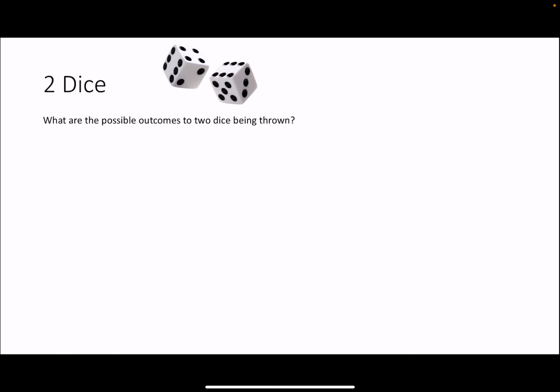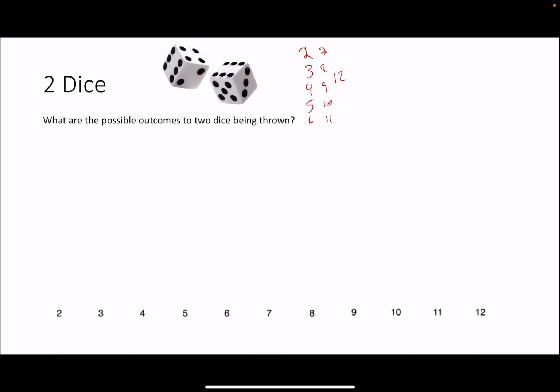Now, let's say I have 2 dice to illustrate the example. What are the possible outcomes of 2 dice being thrown? Some of you might think you can't get 1 because you have 2 dice, so you can have 2, 3, 4, 5, 6, 7, 8, 9, 10, 11, and 12. You might think these are the possible outcomes, 11 possibilities. But in fact, I wrote them down.